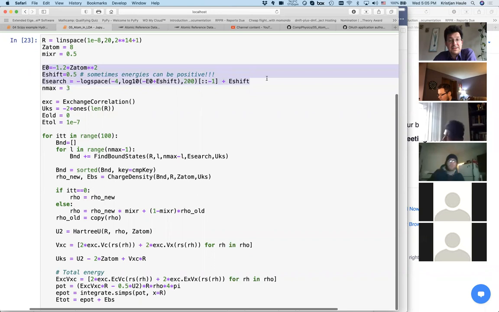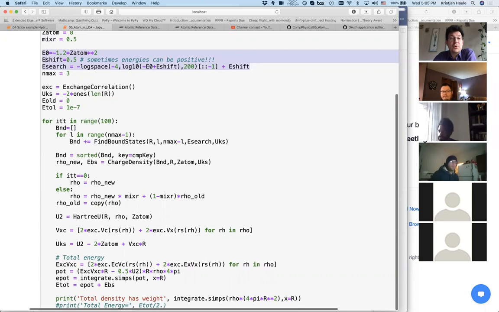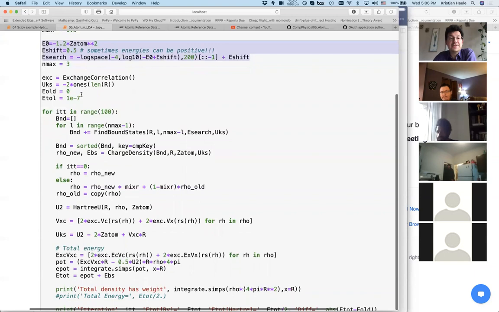This is the mesh for finding all the bound states. And as I discussed last time, it seems important that you allow the bound states to become slightly positive sometimes. So it's a good idea to shift this energy to a slightly positive energy of 1/2 or something. It doesn't need to be 1/2, it's enough to be 0.1, as long as it's allowed to be slightly positive.